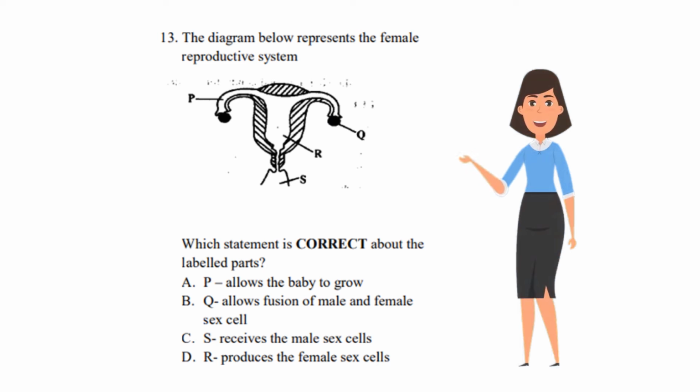Question 13. The diagram below represents the female reproductive system. Which statement is correct about the labeled parts? A. P. Allows the baby to grow. B. Q. Allows fusion of male and female sex cell. C. S. Receives the male sex cells, or D. R. Produces the female sex cells.